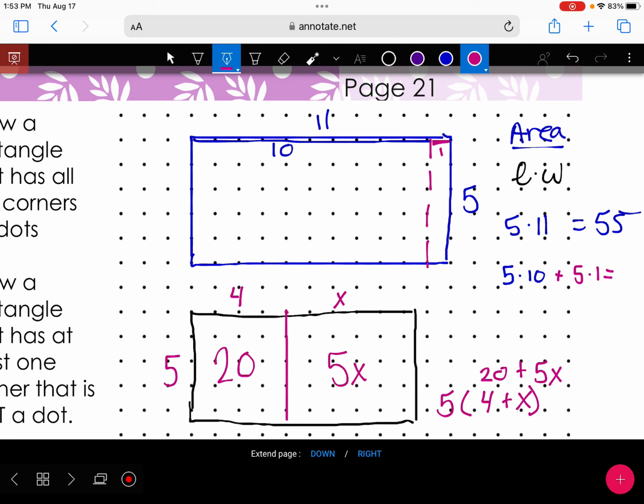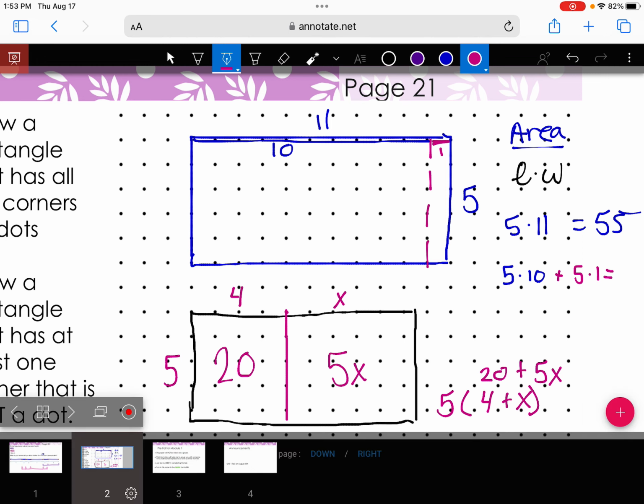Okay, that's true even if we have things like variables the whole time.